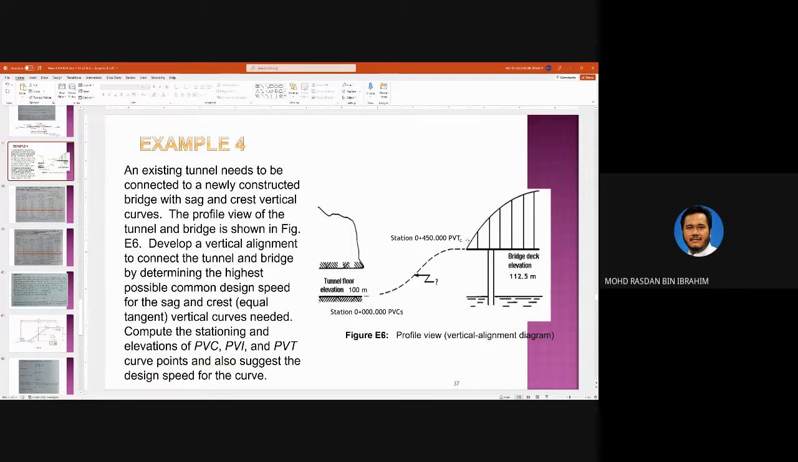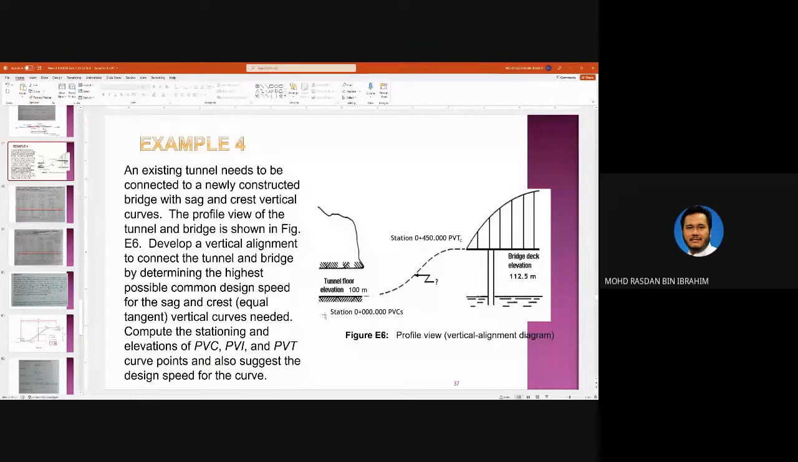So you need to develop a vertical alignment to connect the tunnel and bridge by determining the highest possible common design speed for the sag and the crest vertical curve. How to make sure that you can have the highest design speed for these two curves. So you have a sag curve over here and a crest curve over here. Compute the stationing of PVC, PVI, and PVT, and also suggest the design speed for the curve.